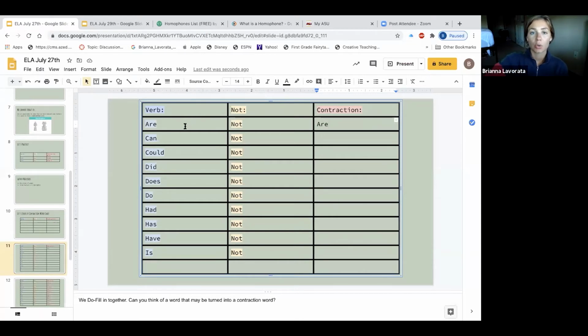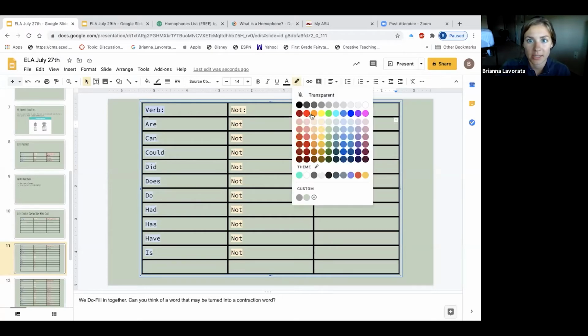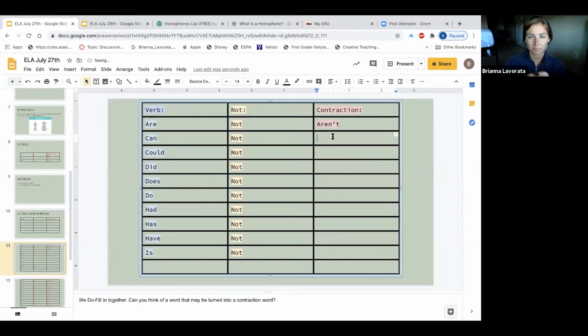Now, are not is going to translate to aren't. So I'm going to put my N in, put my apostrophe and my T. Whenever we shorten the word not, you'll notice it's just an N and a T. We always leave out the O. Okay, so now I'm going to highlight this in pink so you can see. So we have the word are not, right? We kept the word are. I bolded that for you so you can see. And then we have the N and the T to represent not. You just made a contraction word.